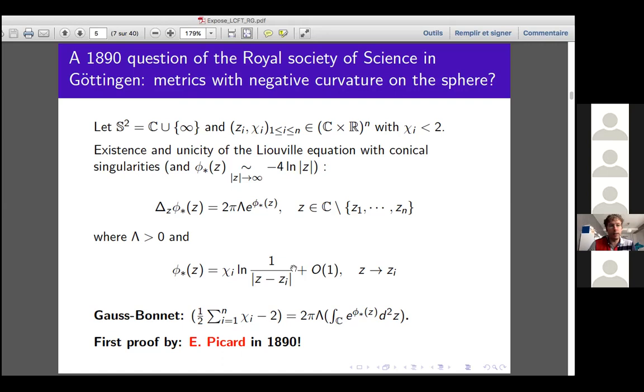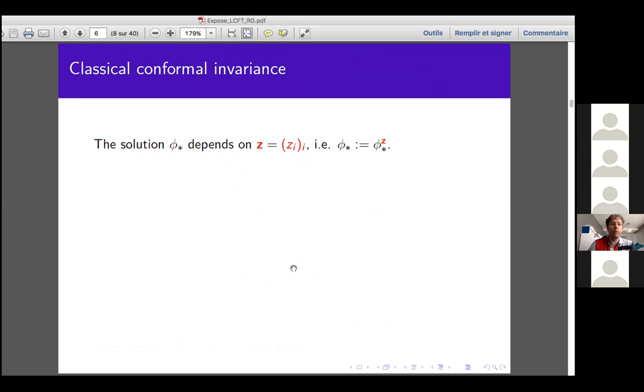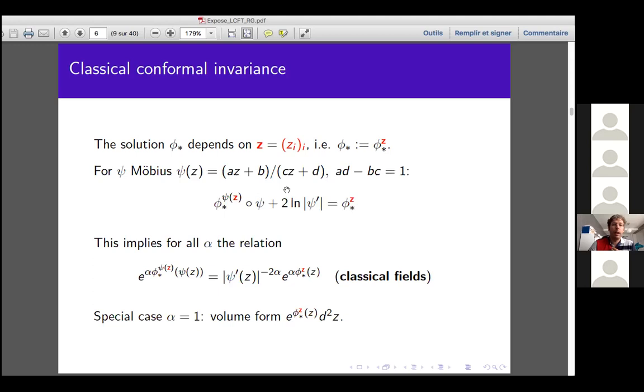Okay, and so what we would call classical conformal invariance in this context is that the solution depends, of course, on the marked points, and if you take a Möbius transform, the way the solution moves when you move the marked points is given by this relation. If you take the exponential, what you're saying is that the exponential is a metric. Or if you take any alpha, you have a conformal weight when you move the points according to this rule. And you would recover the volume form for alpha equals 1. Okay, so this is the classical conformal invariance.